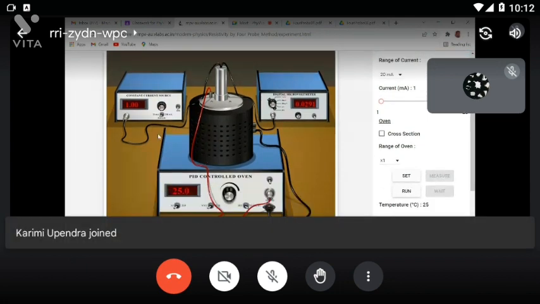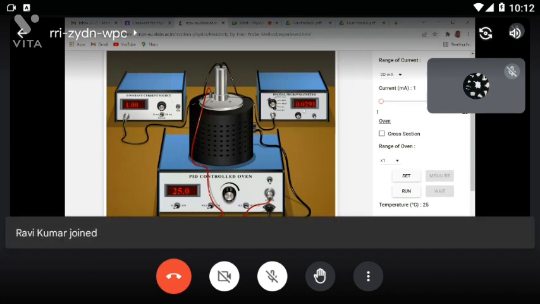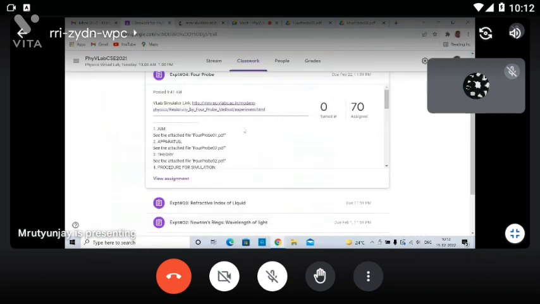This is the constant current source, as it is written. Then this is the voltmeter, from which we have to find out the probe voltage. This is known as the oven, and this is a temperature sensor which is already inserted inside the oven. Then we have to complete the experiment.